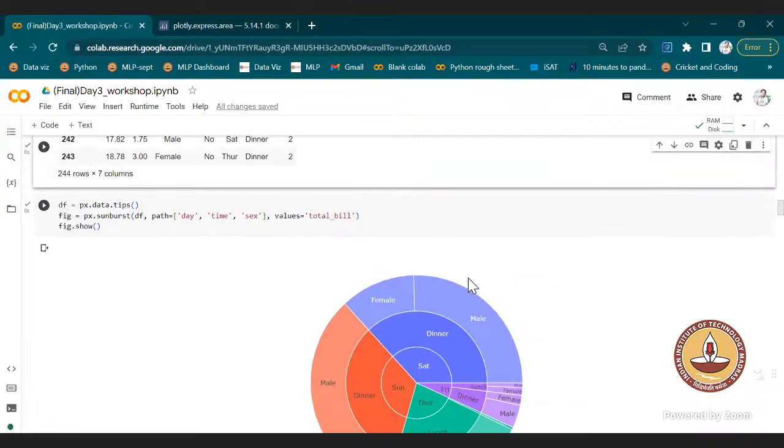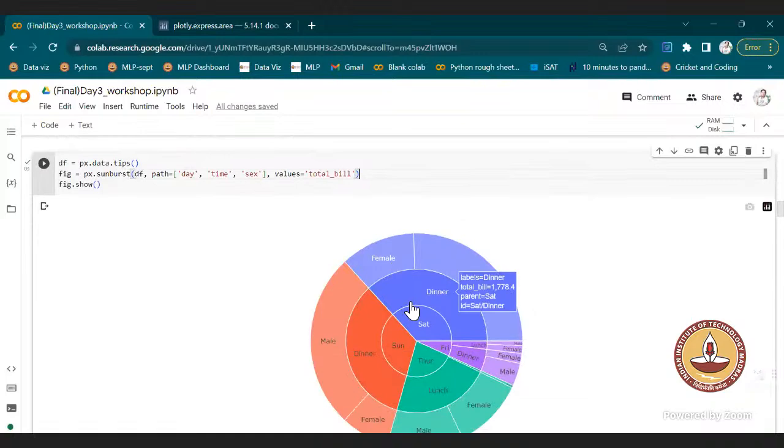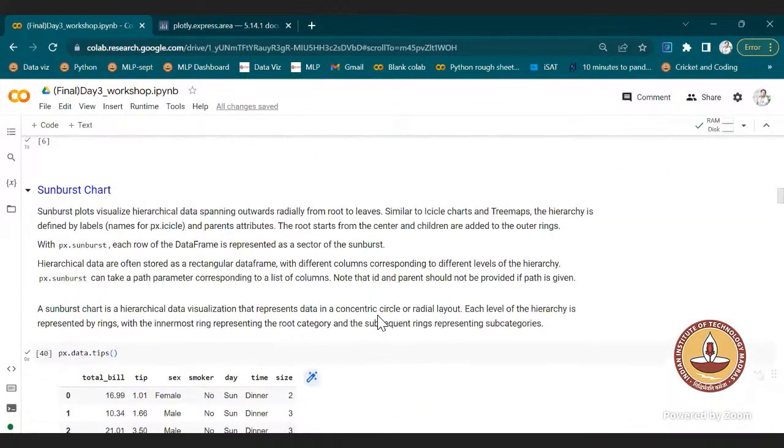Usually when you use the group by statement, especially in MLP or when you explore the data set, for those types of cases this type of chart can be helpful, especially for hierarchical data.